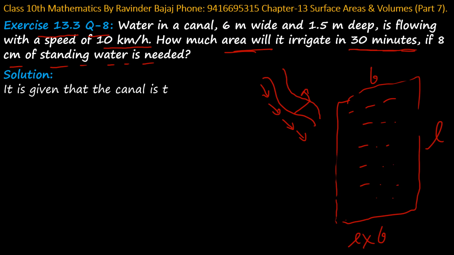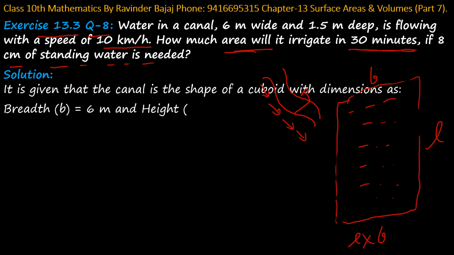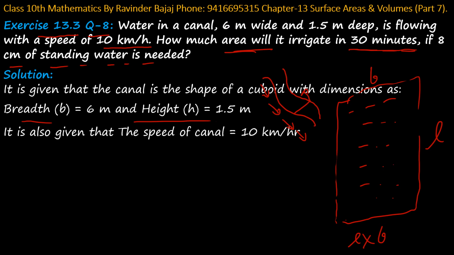It is given that the canal is in the shape of a cuboid with the dimensions as... So what are the dimensions given? Breadth and height are given. And it is also given that the speed of the water in the canal, because I told you that length is not given, length is given in the form of speed. So speed is 10 km per hour. So in 30 minutes how much length will it be? 5 km. So no need to calculate it. Let me calculate it for you.